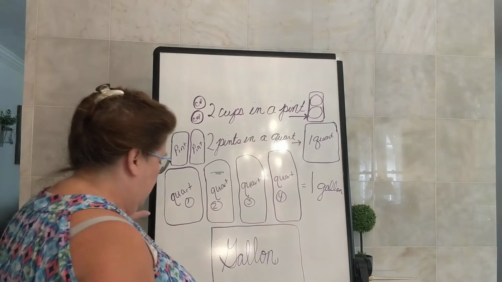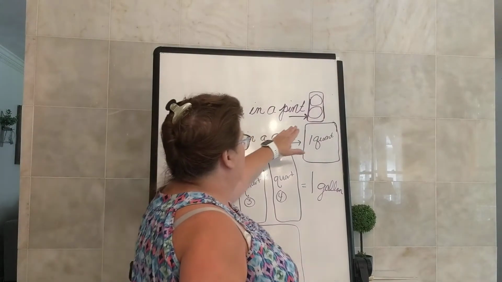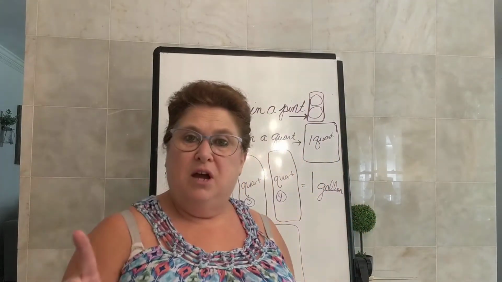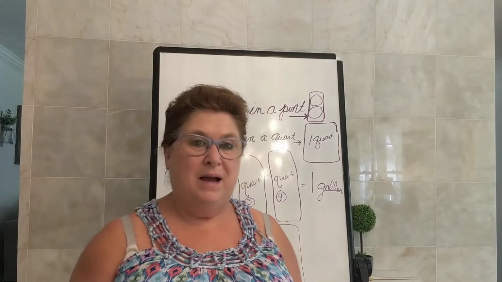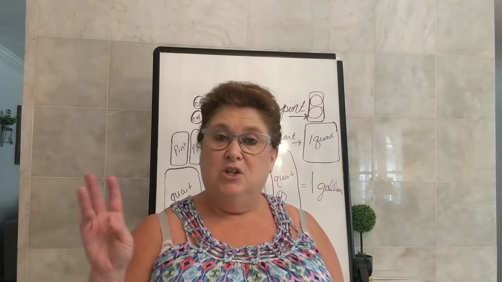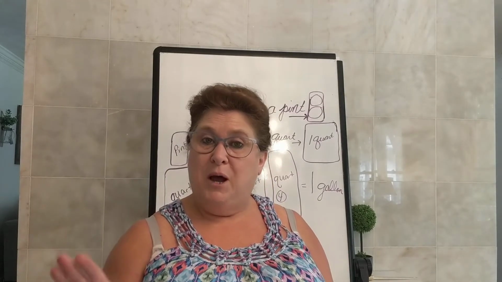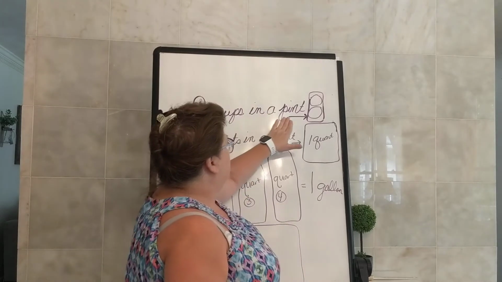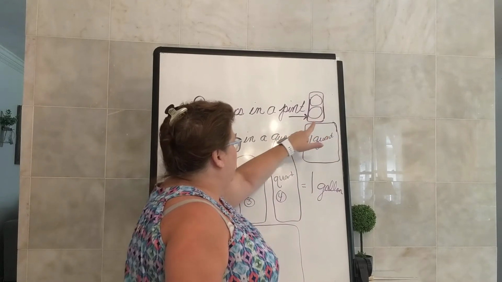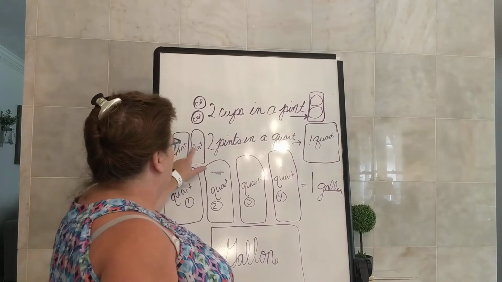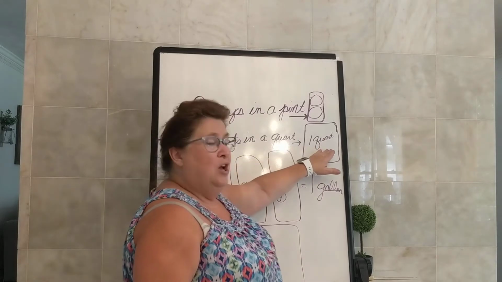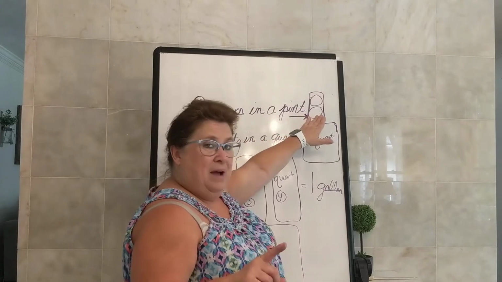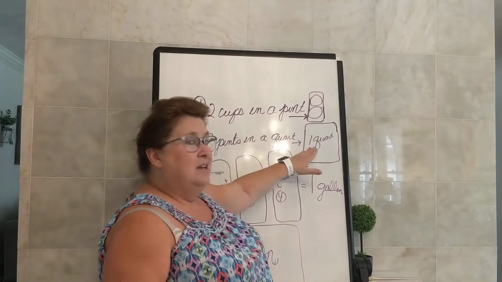The first one is there are 2 cups in a pint. So everybody say 2 cups in a pint with me 5 times. 2 cups in a pint, 2 cups in a pint, 2 cups in a pint. So once we know that there are 2 cups in a pint, then we're going to know that there are 2 pints in a quart.